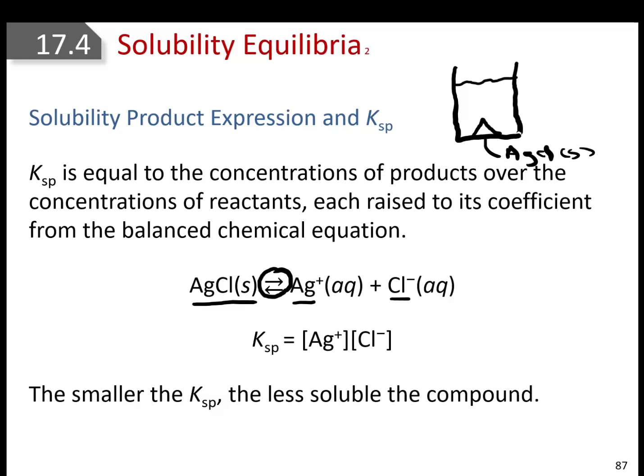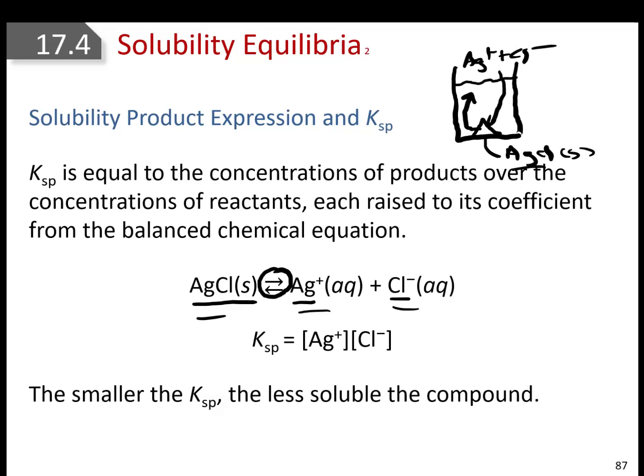So what's going on at any given time, some of the silver chloride is dissolving into silver ions, or dissociating, if you want to get more technical, into silver ions and chloride ions. And some of these ions are reverting back to the solid form. So that's an equilibrium between the solid silver chloride dissolving into these two ions.